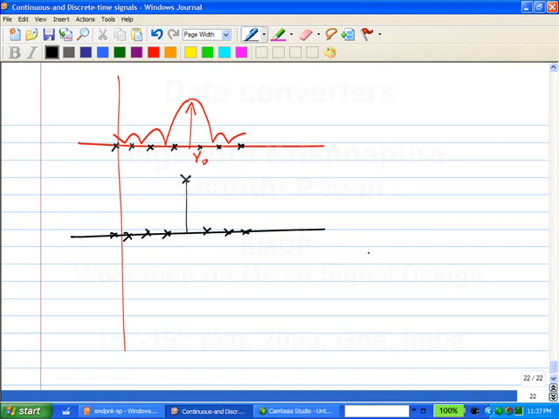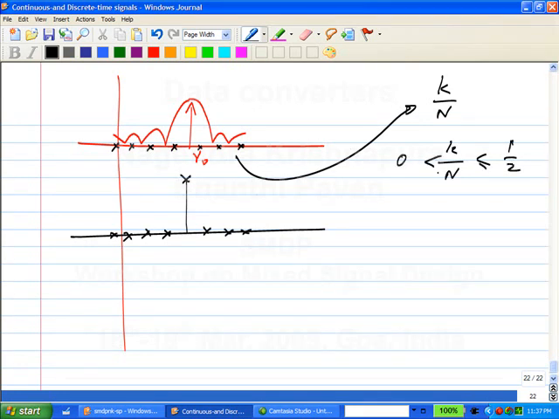Huh? Which sample points? It is sampled at k by n, where k by n goes from half to 0. Okay. Huh? You sample it?